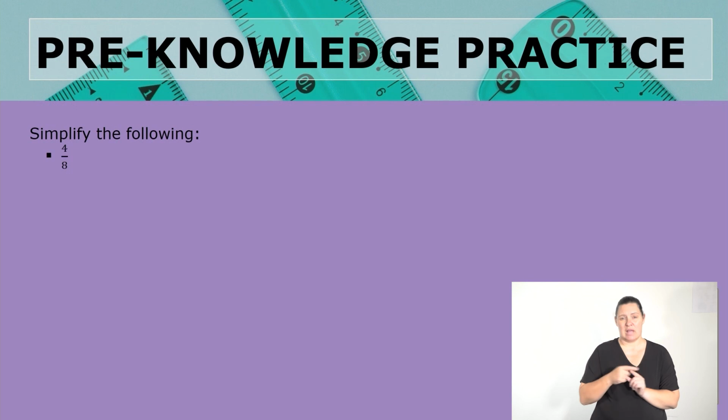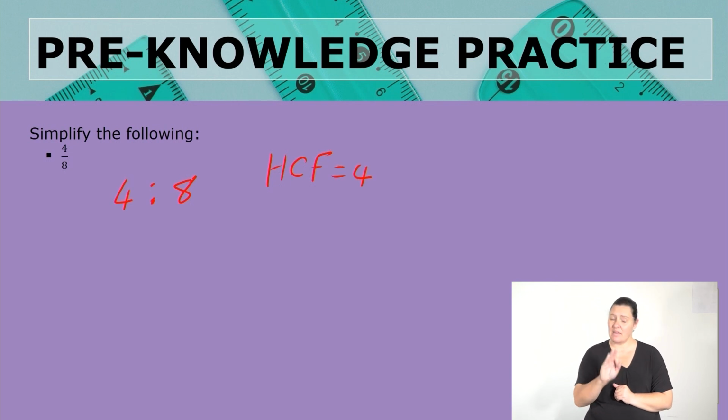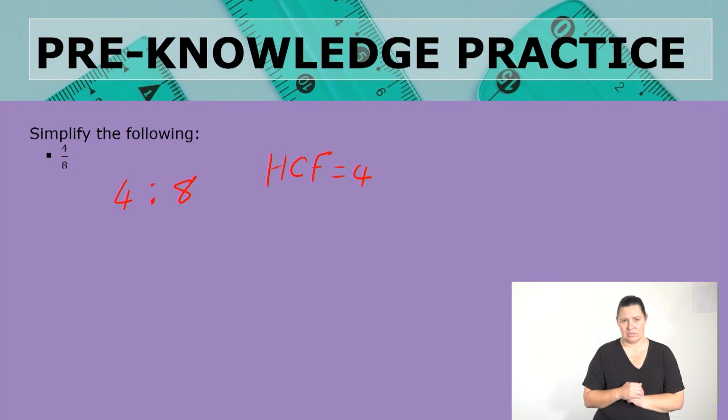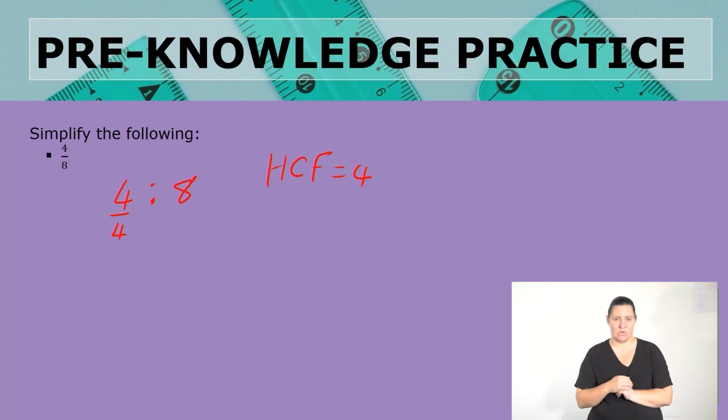Now 4/8 also can be written as a ratio. That is 4:8. We are going to use our HCF to simplify that. Remember, our HCF was 4. So what am I going to do with this 4? I'm going to take each of my numbers and divide it by this 4 so that I can put it in simplest form. We are going to say 4 divided by 4 in the numerator, and then 8 divided by 4 in the denominator. 4 divided by 4 gives us 1, and 8 divided by 4 gives us 2, which can also now be written as 1/2.